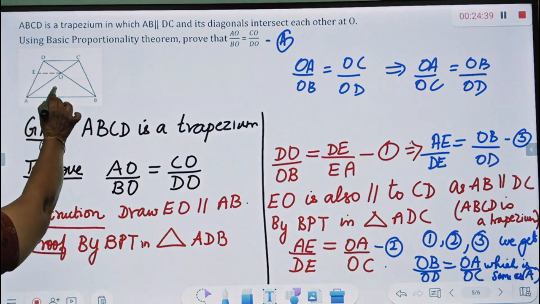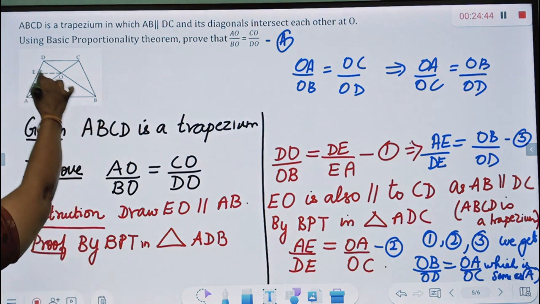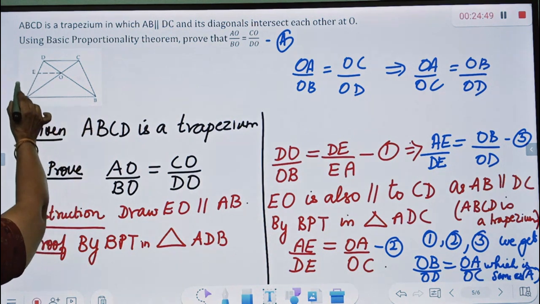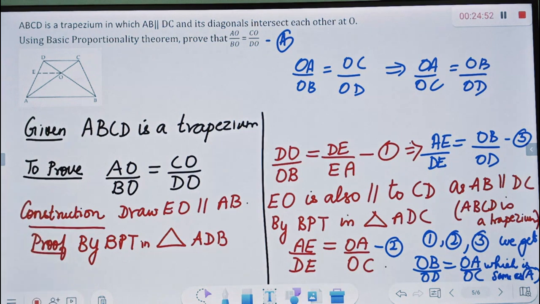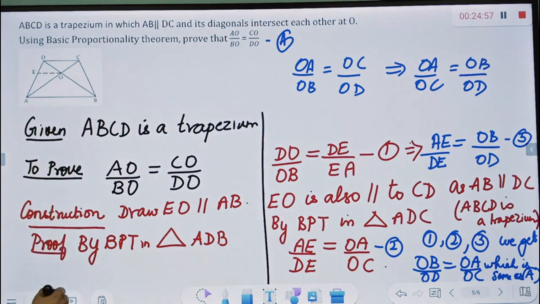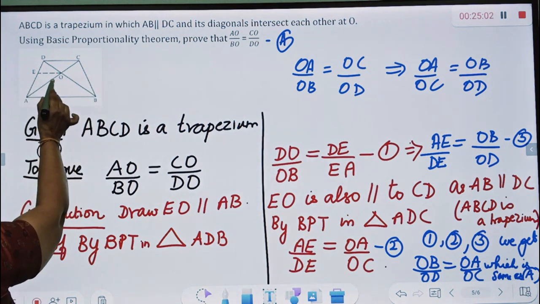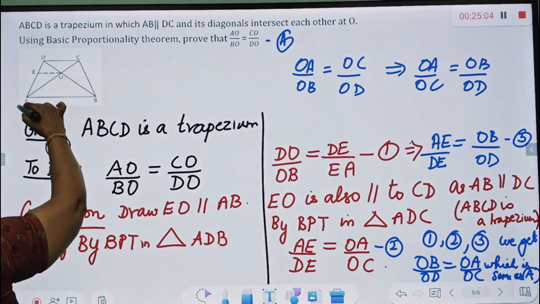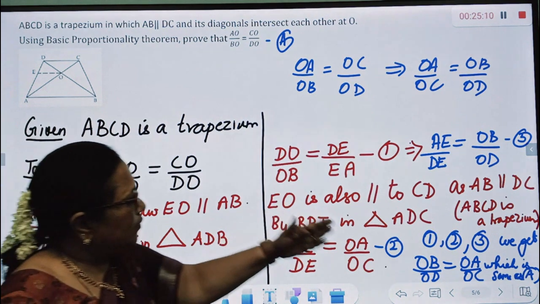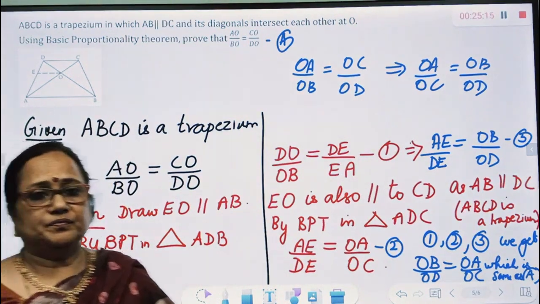I have just drawn this line parallel. Then I have applied BPT to two triangles. One is triangle DAB. EO is parallel to AB. So DE by AE is equal to OD by OB. Then, because the opposite sides are parallel, since we are dealing with a trapezium, applying BPT to triangle ADC, EO is parallel to DC implies AE by ED equal to OA by OC. I've equated both. Then I've got the desired result. Are you able to follow?